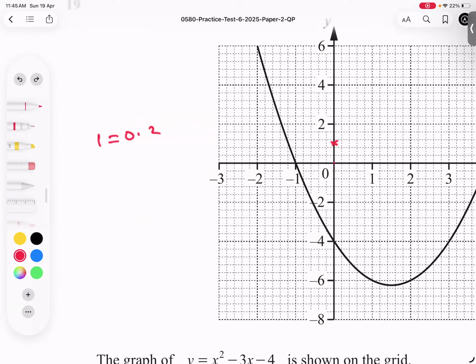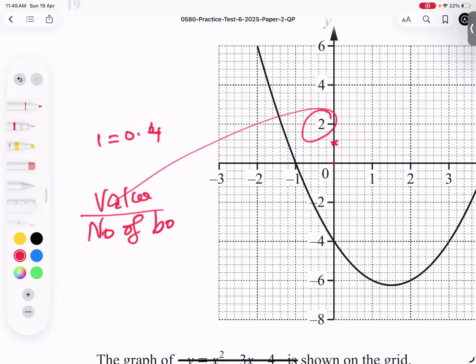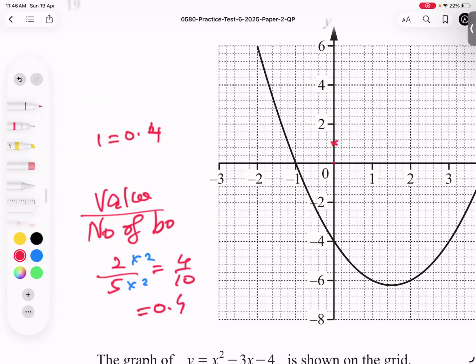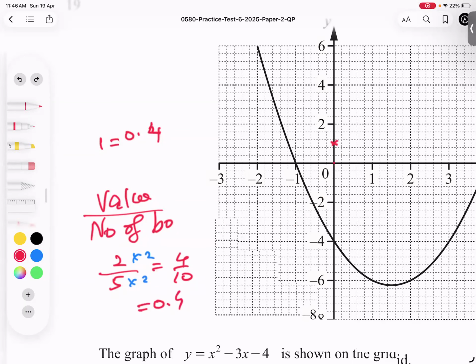Sorry to say, it is not 0.2. So we can say it is 0.4, basically. How come? What is the formula? Value by number of boxes. Repeat my words: value by number of boxes. The value is 2 and the boxes are 5. If you do it without a calculator, multiply 2 down, multiply 2 up. So I got 4 by 10, and 10 means this is the 4, and for one decimal place, 0.4. So basically one box is 0.4. So this is 0.4, 0.8, and this is 1. So this has got it.